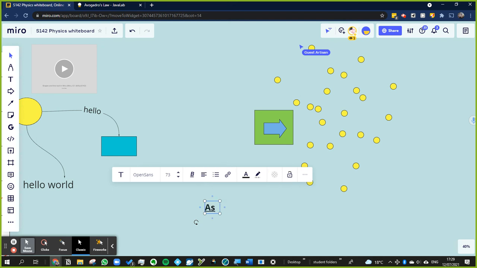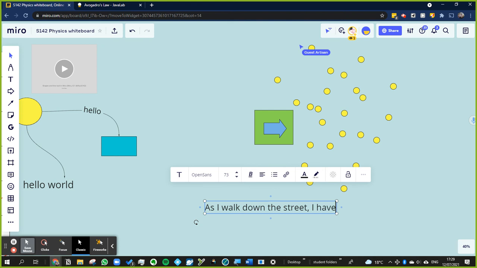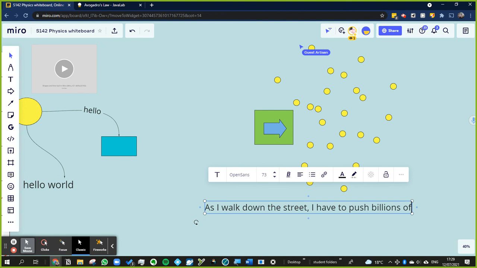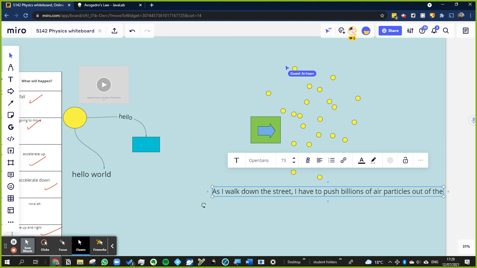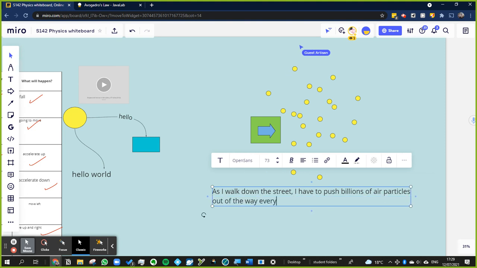So let's just turn the underline off and the bold. As I walk down the street, I have to push billions of air particles out of the way, every second. But it's very easy, isn't it? I don't have much of a problem walking down the street. I don't even notice it. I don't get tired pushing these air particles out of the way because they're very, very light. Even though I'm pushing billions, they're very, very light.